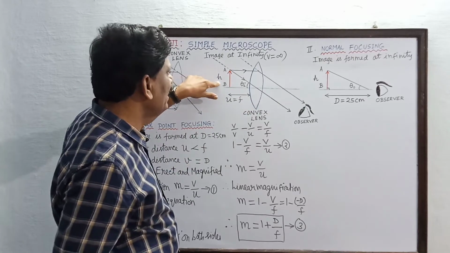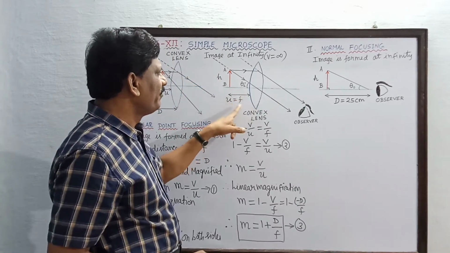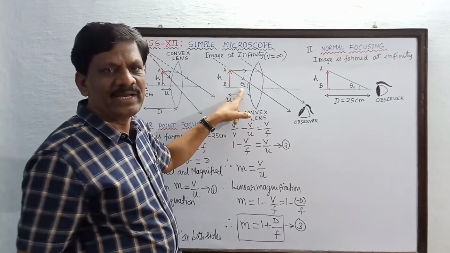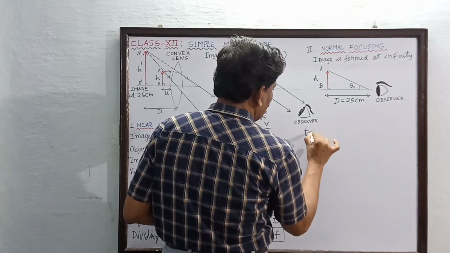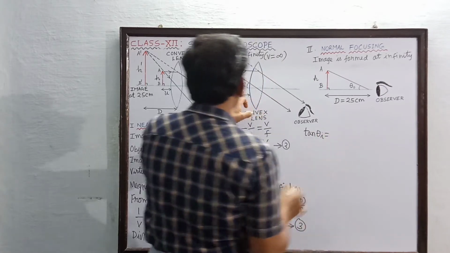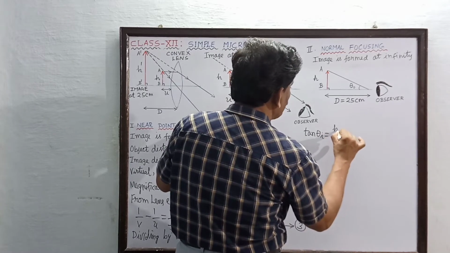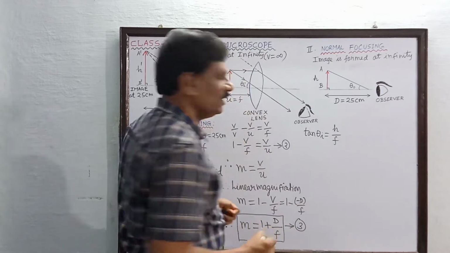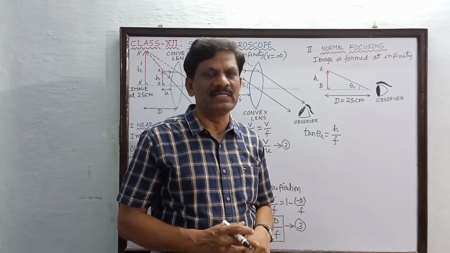If h is the size of the object and f is the object distance, then we will find out the tangent value of theta I first. So, tan theta I is equal to opposite side by adjacent side. So, this is equal to h divided by f. Okay. This is with the presence of the lens.